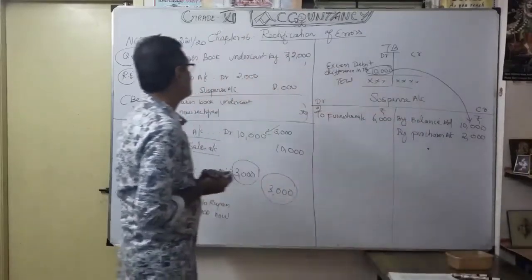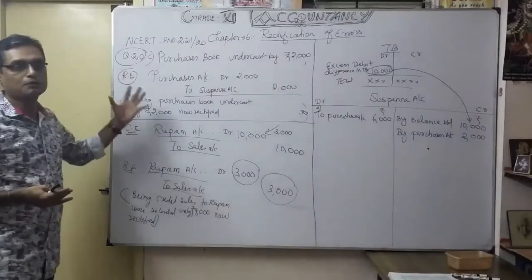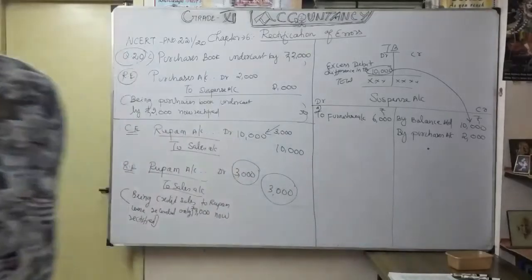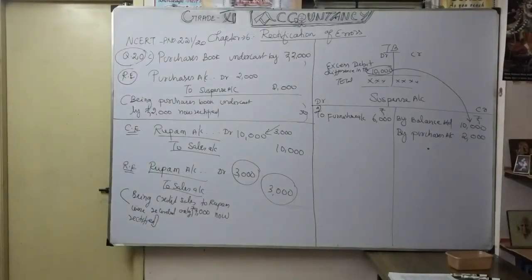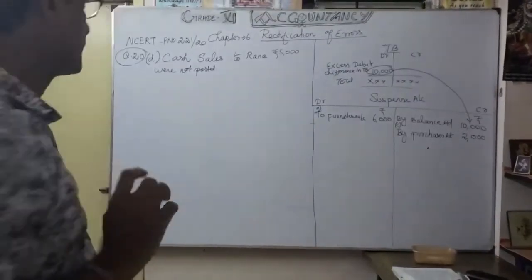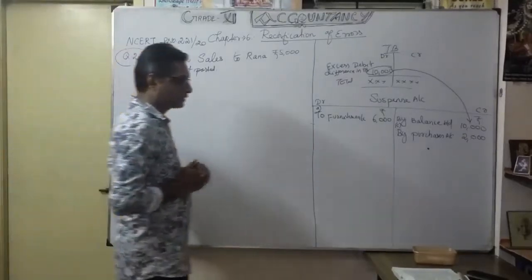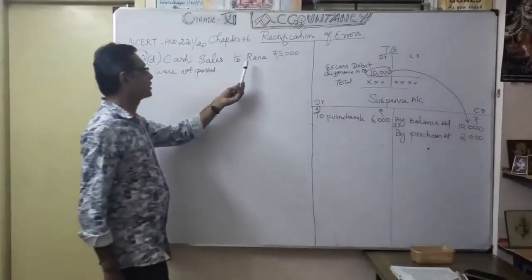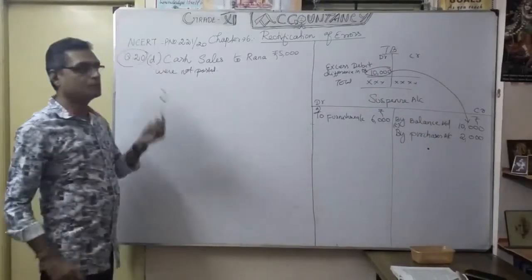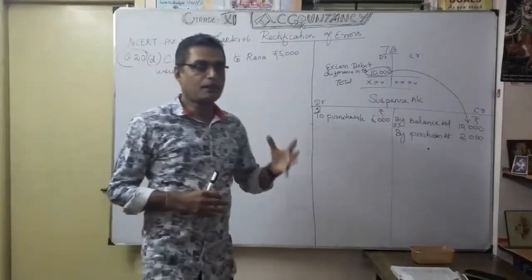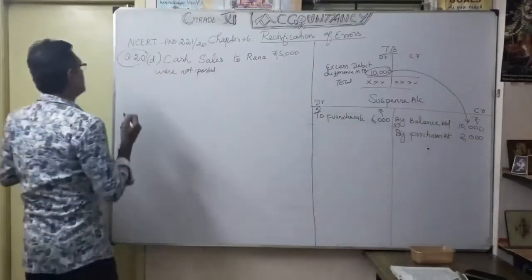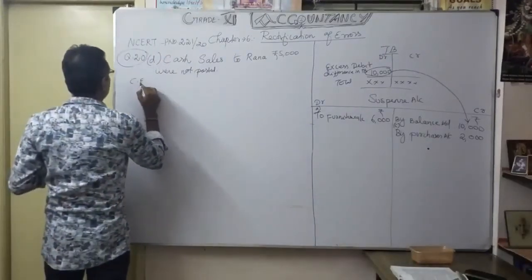Now let's see our fourth one. Up to C we have discussed, now going to D, the next one. So now let's see the fourth one, that is D. What they mentioned here: cash sales to Rana 5,000 were not posted. So they did not post where? In the sales account. As you know very well, once cash is received, what is the correct entry? Here I write it as the correct entry for easy understanding.